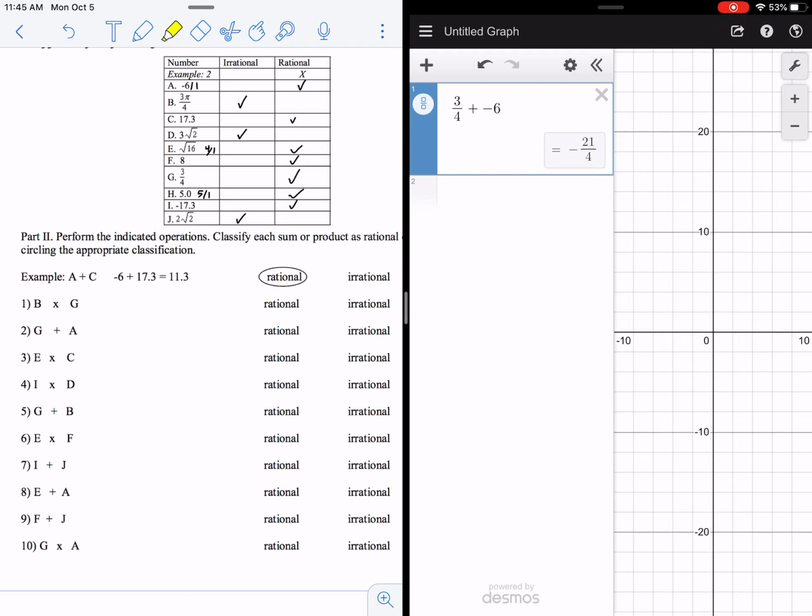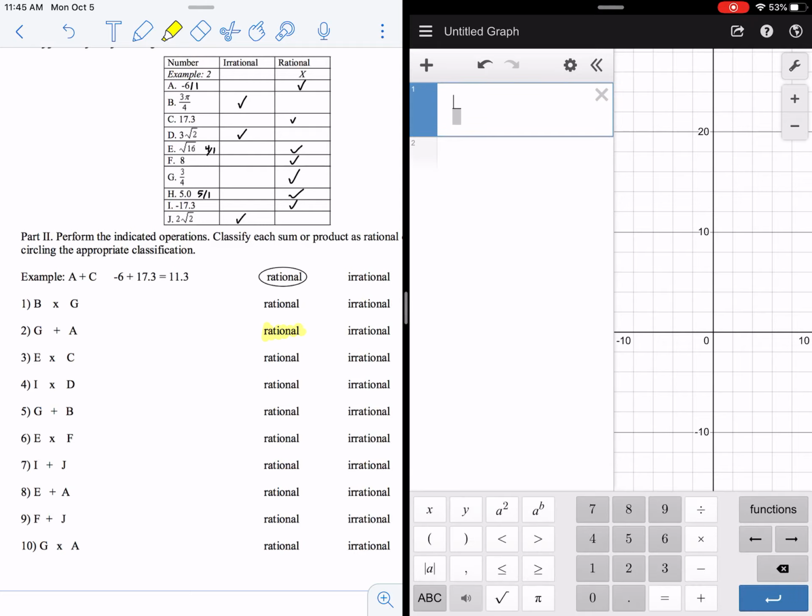Whoops, that was actually number 3. I'm sorry. Number 2. Wow, I'm really struggling. B is 3 pi over 4. So division, 3 pi over 4 times G, which is 3/4, 1.76. It doesn't give me the opportunity to turn it to a fraction, so therefore it's irrational.